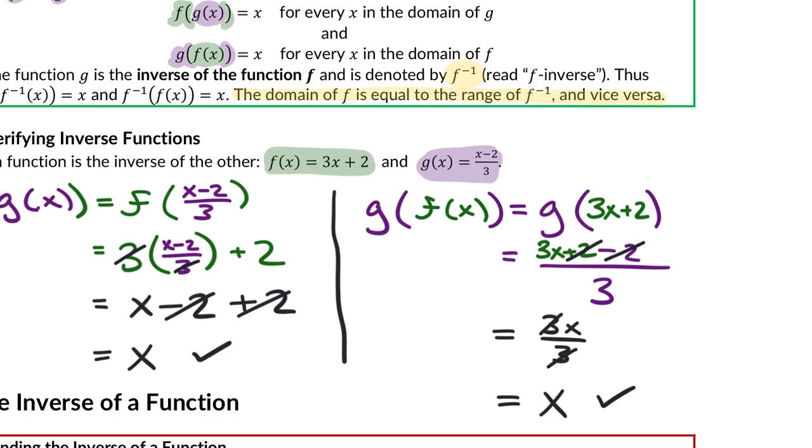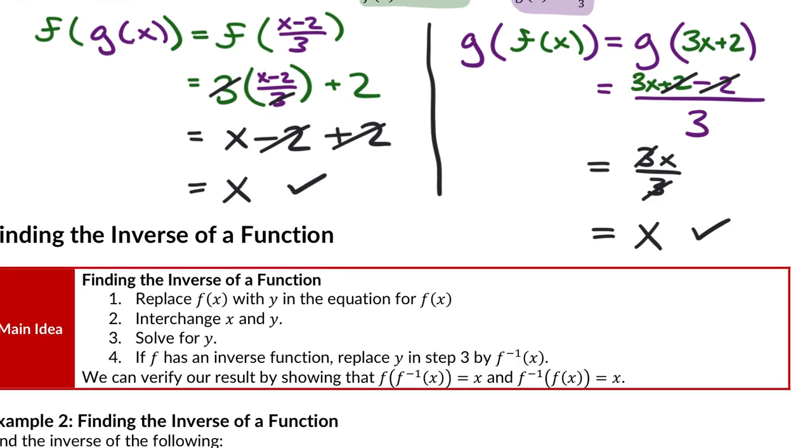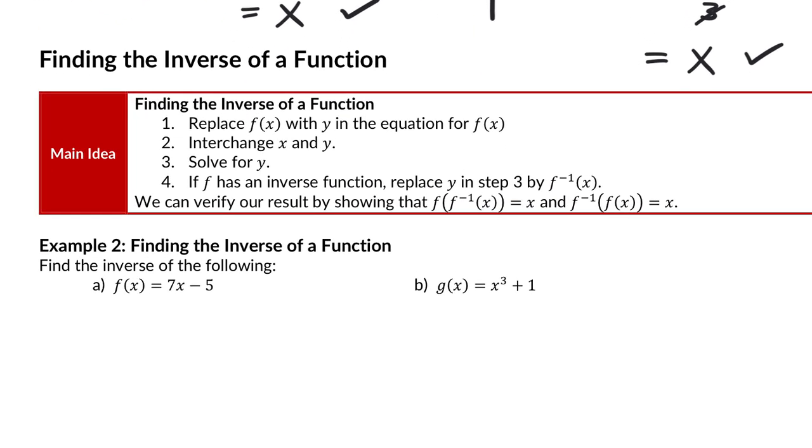We also need to be able to just find the inverse of a function. And for the most part, this is real easy. Here are the steps. Number 1, replace f of x with y in the equation for f of x, if necessary. Sometimes it already says f of x, but if it says y, put an f of x there. This is the key right here.